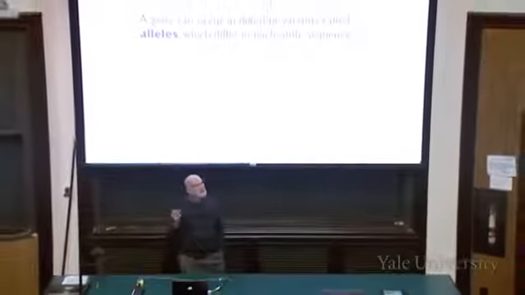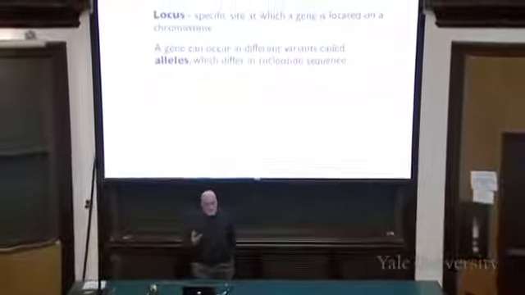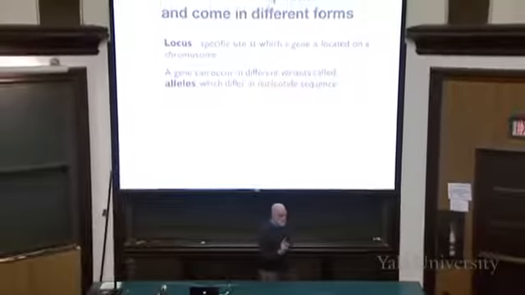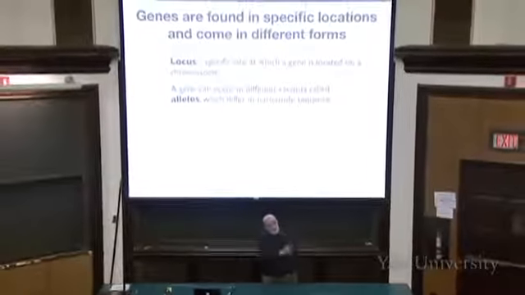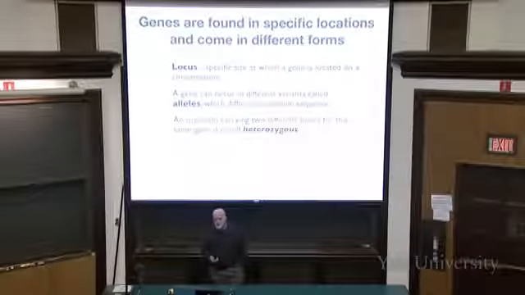And genes can be found in different versions. We call those different versions alleles. So for example, the gene for eye color that's either blue or brown, those would be the allele for blue or the allele for brown.